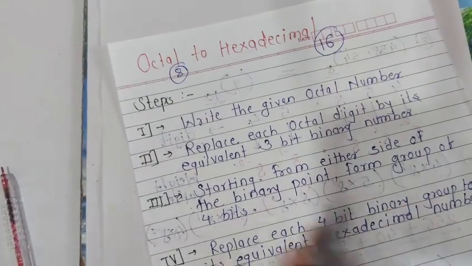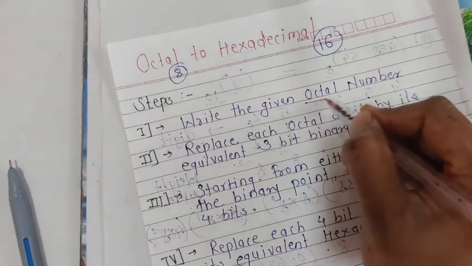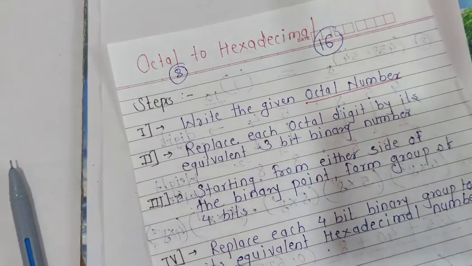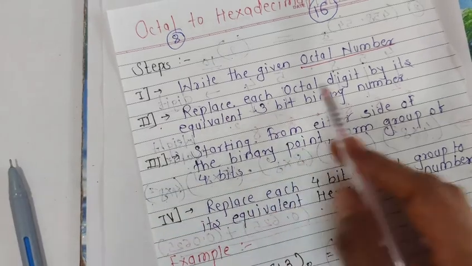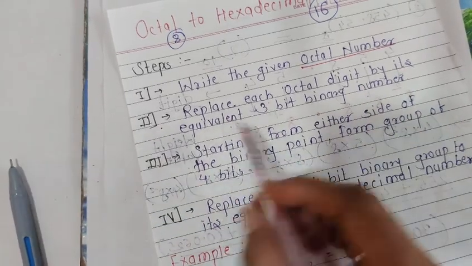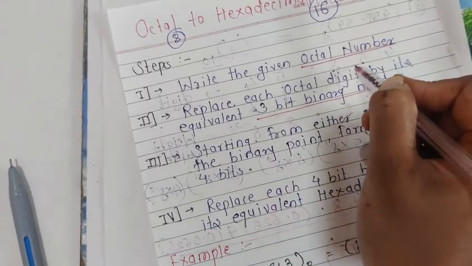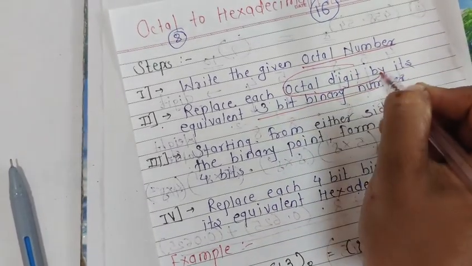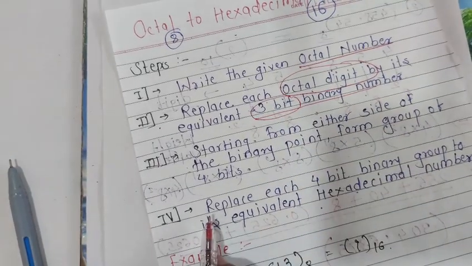So what are the steps? Write the given octal number. We have to write down the given octal number as it is. Then the next step is to replace each octal digit by its 3-bit equivalent binary number. We have to replace each and every digit of the octal number system with the 3-bit binary number.